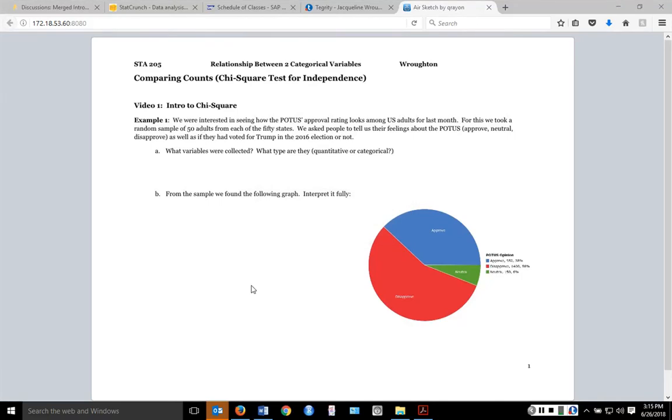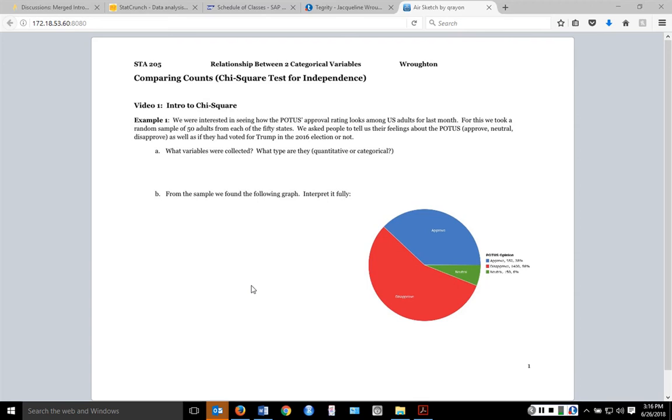So in this module, we are still going to be working with categorical data. More specifically, we're going to move from looking at one categorical variable to having two categorical variables. We're going to look at a motivating example to see why we would look at two categorical variables.